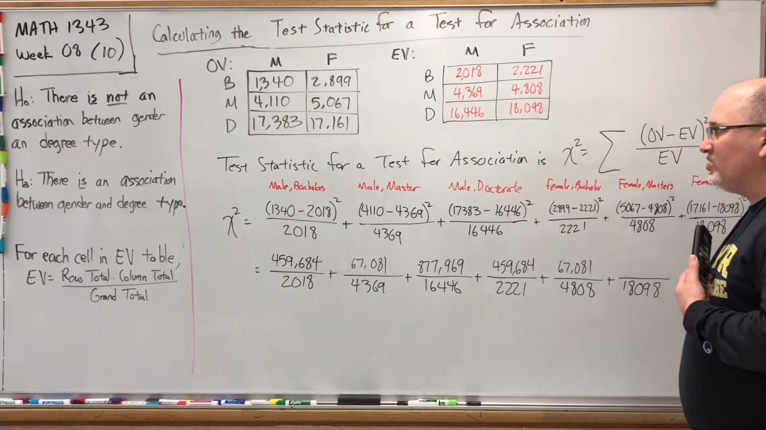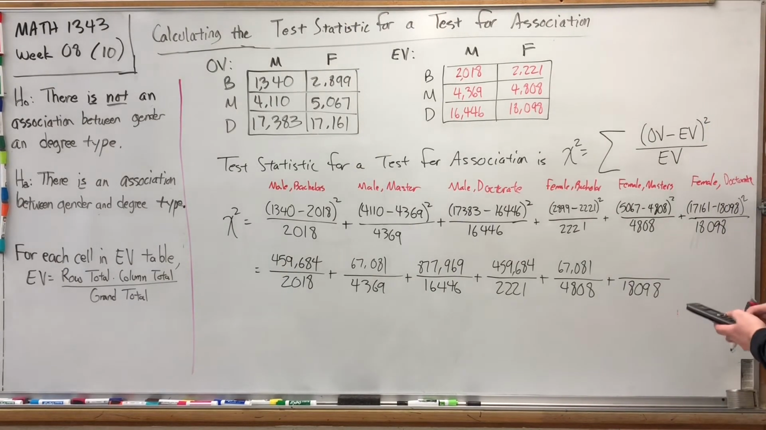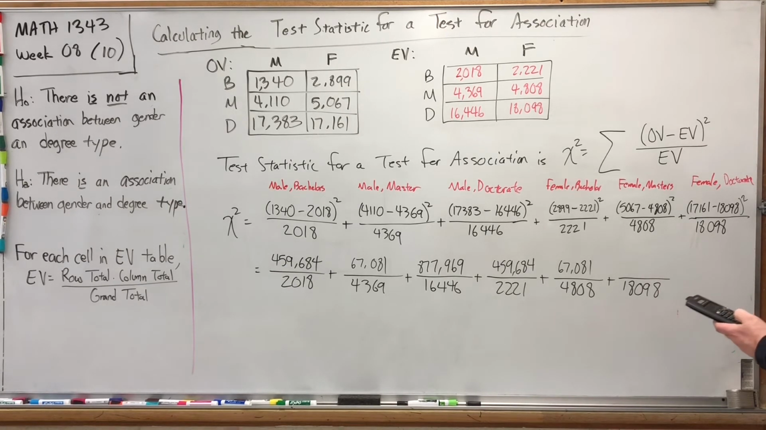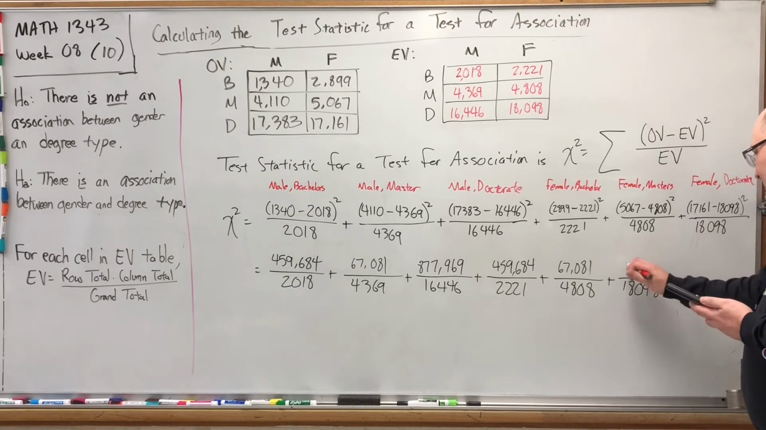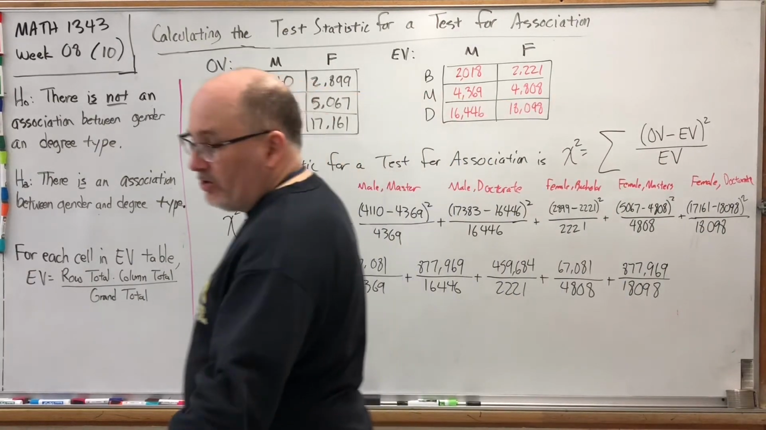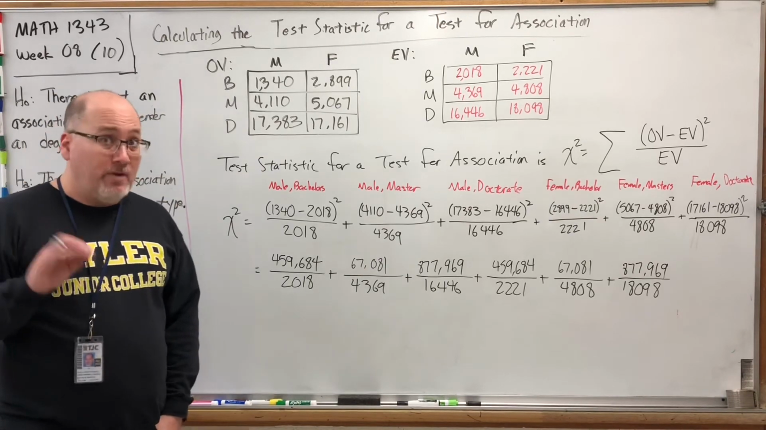If one of your dimensions is only 2, this is a 2 by 3, then you typically get some repeated numerators like this. I'm not going to get into the theoretical reasons why, but in the last one, I'm going to predict that it's this number, 17,161 minus 18,098 equals, and we square that, and guess what we get? 877,969. Again, the fact that these numerators occurred in 3 pairs of matching numbers is not necessarily a coincidence, but I wouldn't read too much into that.